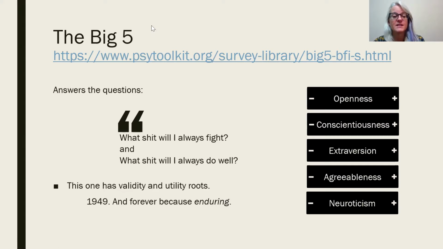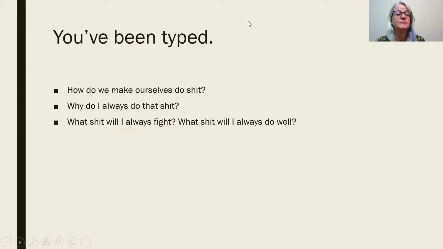Okay, so lots of validity, lots of roots. These are about traits, not states. So things that are enduring. Whatever you find out here are things that you will fight for the rest of your life, or do well for the rest of your life. Once you finish this, you've been typed about how to make yourself do things, why you always do that. That was the Dosha one, and then this one that we're about to do.